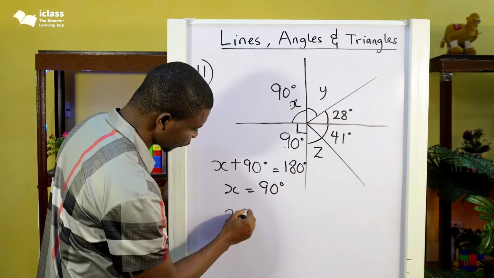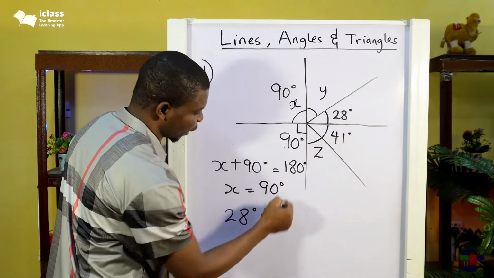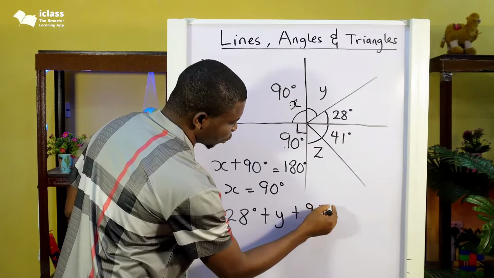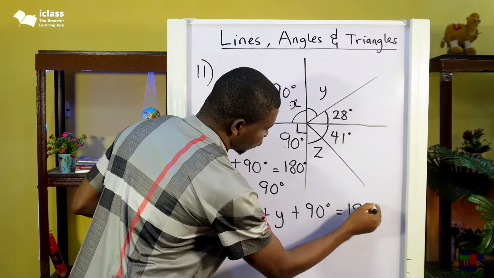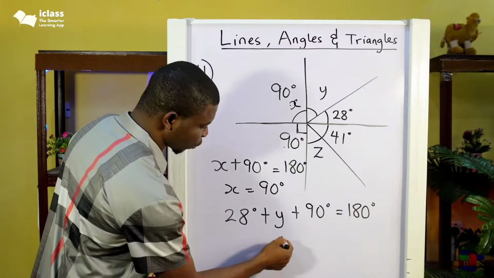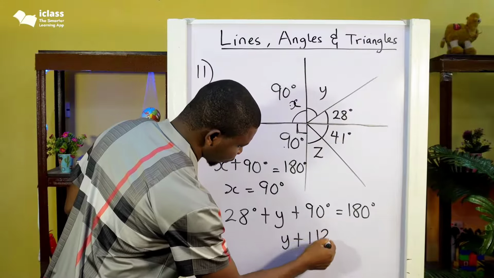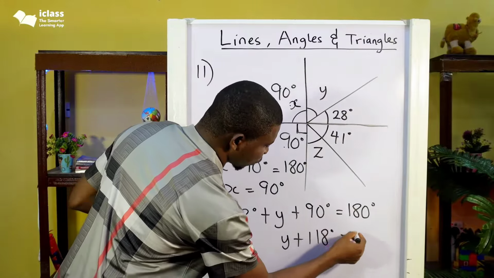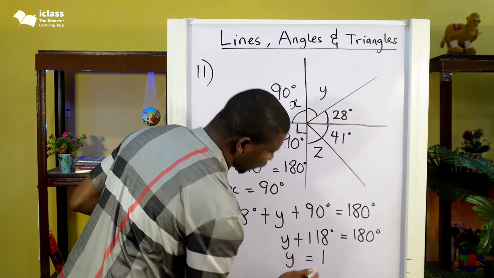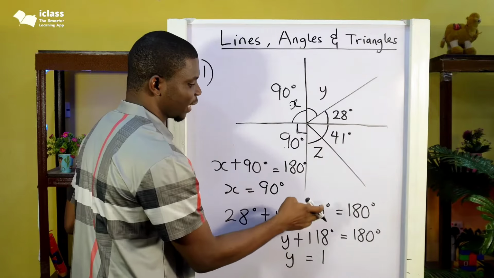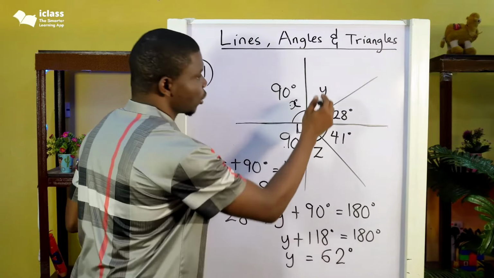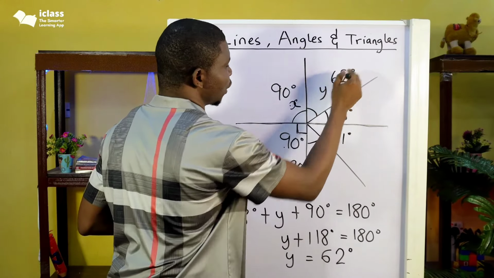28 plus y plus x, which is 90 degrees, should give us 180 degrees, right? 28 plus 90, that will be 118, is equal to 180 degrees. So our y will be equal to 180 minus 118, which is 62 degrees. So we've gotten our y as 62 degrees.